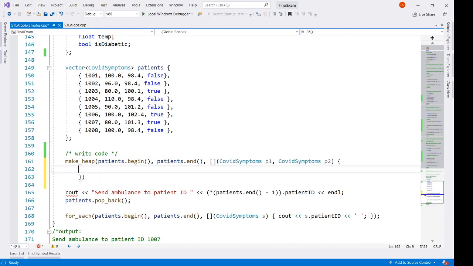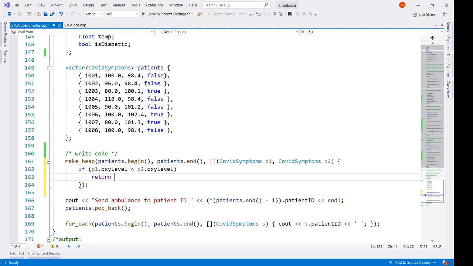what it will have to do, it will have to basically return true or false. So if patient 1's oxygen level is less than patient 2's oxygen level, okay, then we should return false because we are building the min heap. The lesser oxygen level should be the higher priority. So it is a min heap. So we return false in case of less.